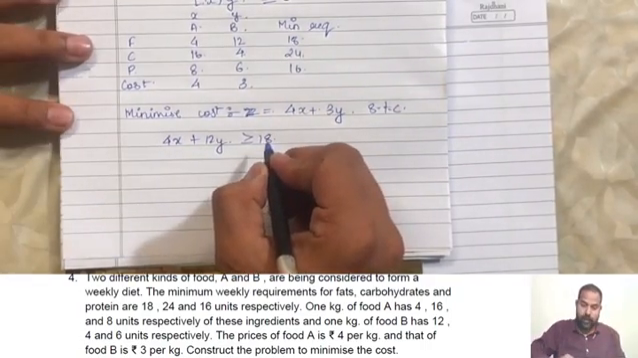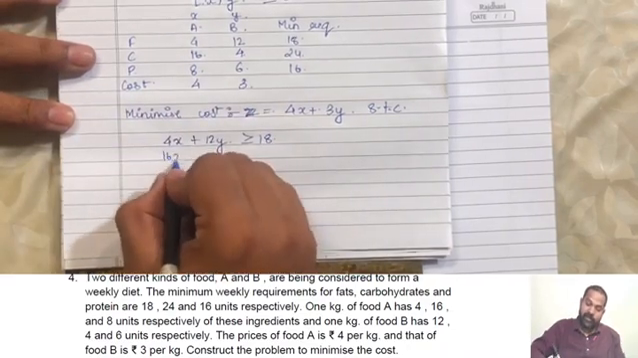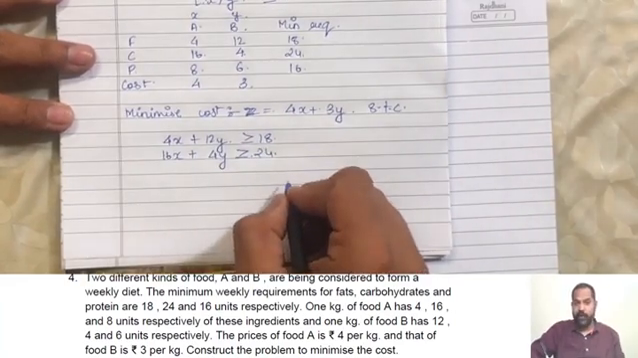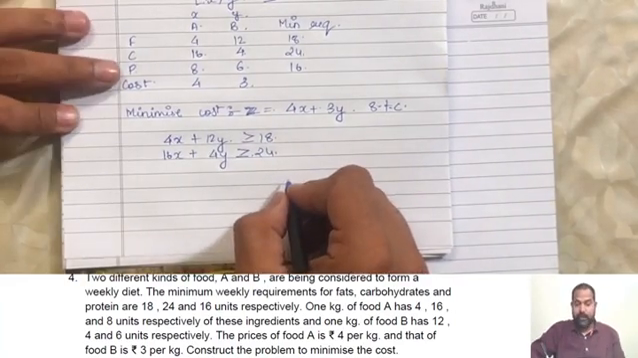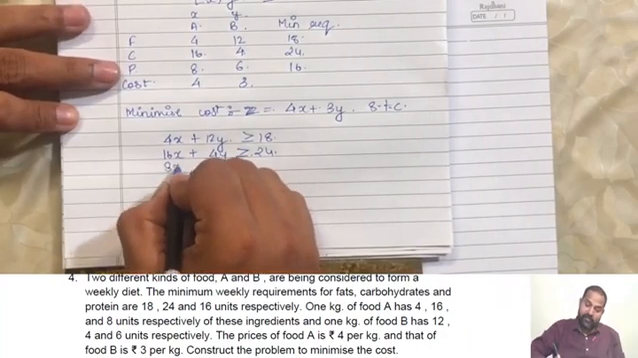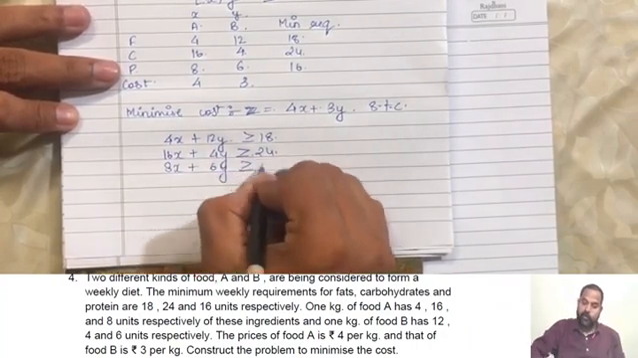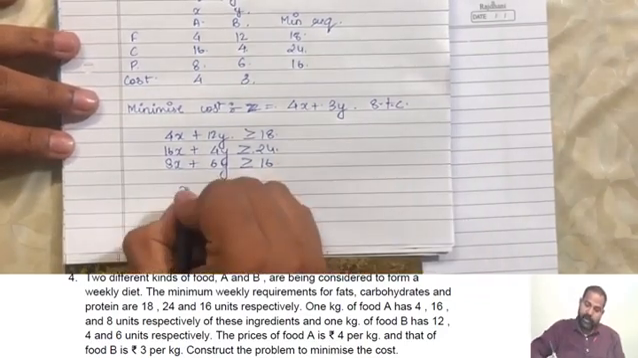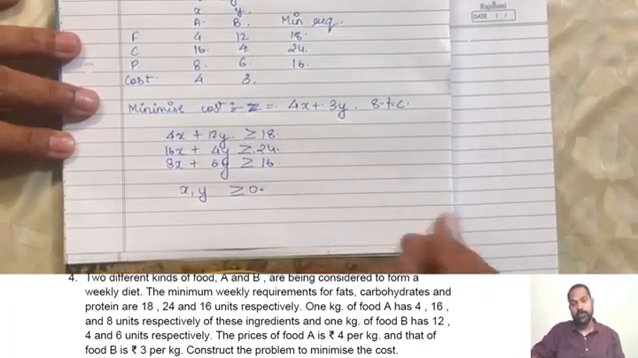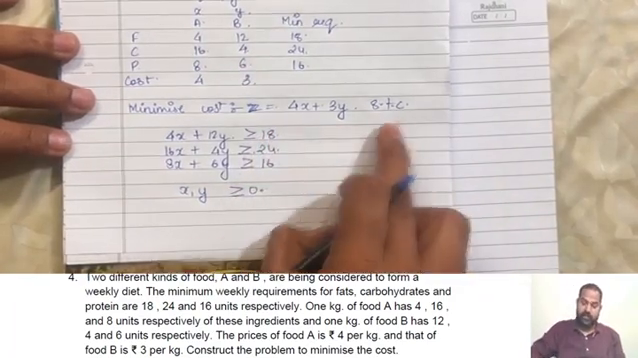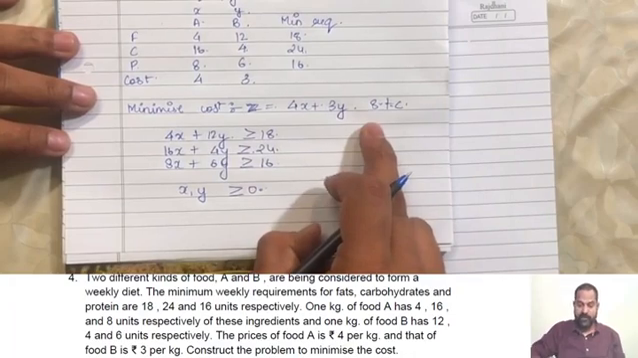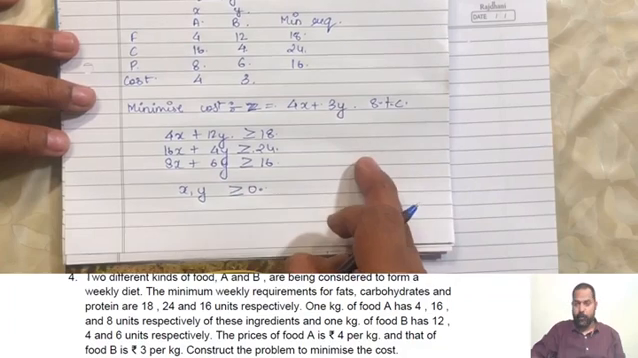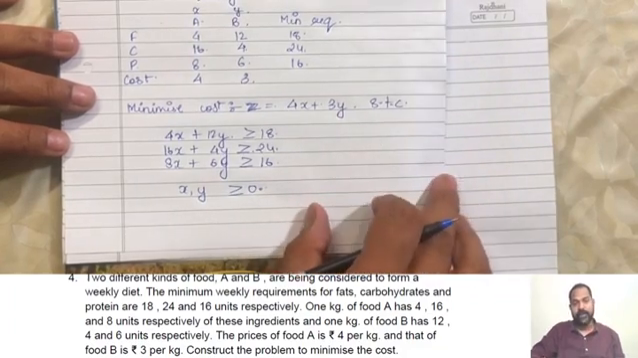The carbohydrate requirement, which is 16x plus 4y, should be greater than or equal to 24, can never ever be less than 24. And the protein requirement is 8x plus 6y should be greater than or equal to 16, where x and y are always greater than or equal to 0. So make sure you write here that this is the minimum fat requirement constraint, minimum carbohydrate requirement constraint, minimum protein requirement constraint, and non-negativity constraint.